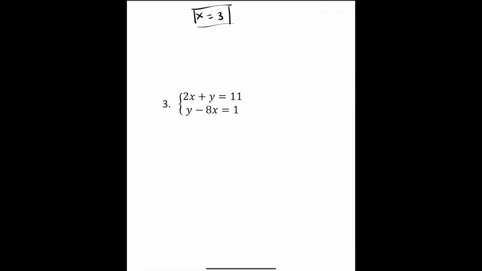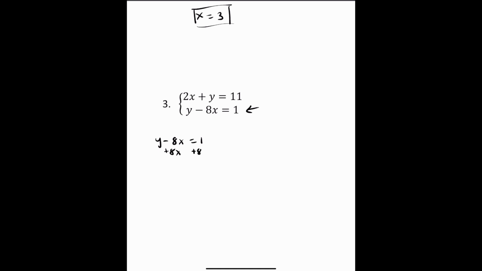Number 3, we have 2x plus y is equal to 11, and y minus 8x equals 1. So, with this example here, none of the equations are solved for. So what we need to do is choose one of the equations and solve for whatever variable we want. In this case, I'm going to choose the equation y minus 8x equals 1, and I'm going to solve for y. So let's write y minus 8x equals 1, and then I am going to solve for y.